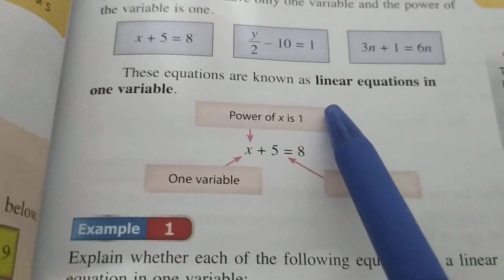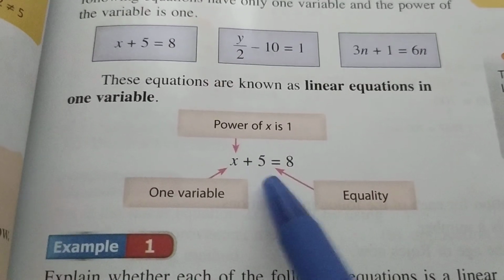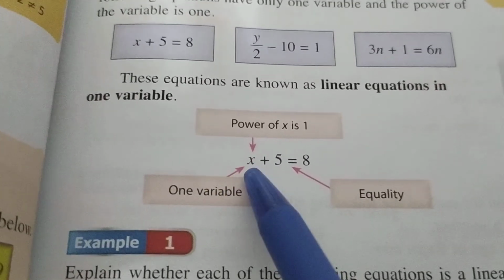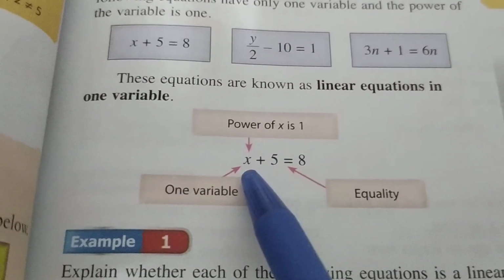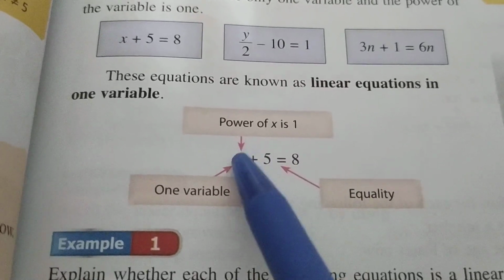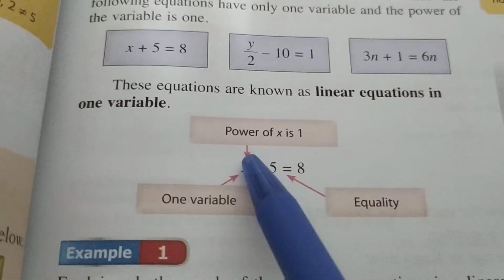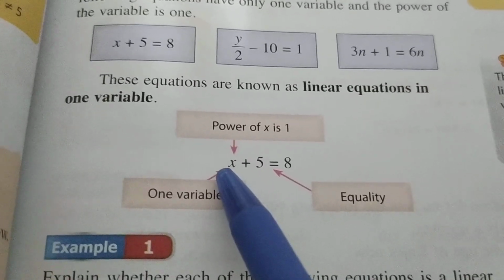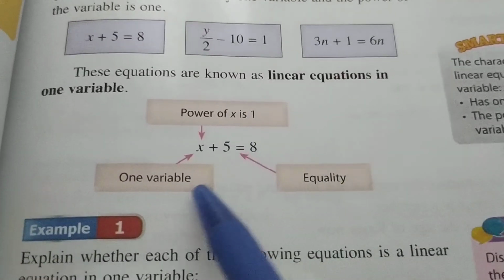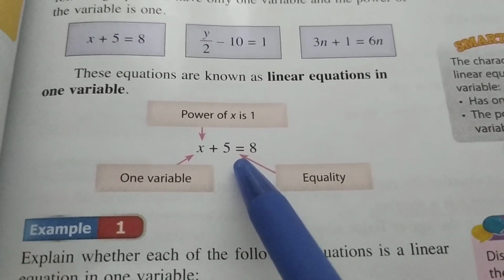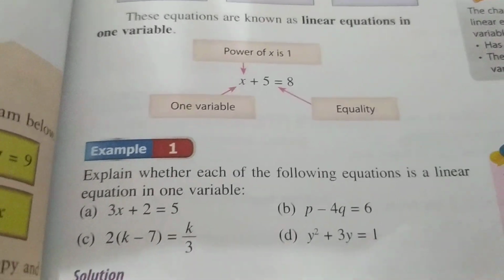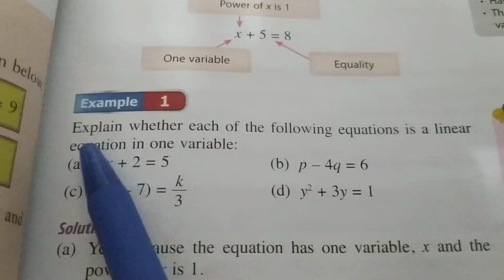So you can see here, x plus y equal to 8. x is a variable, and the power of x is 1. There is no need to write 1 here. You just need to know that the power of x is 1, and this one is an equal sign, or equality. All right. Okay, class.